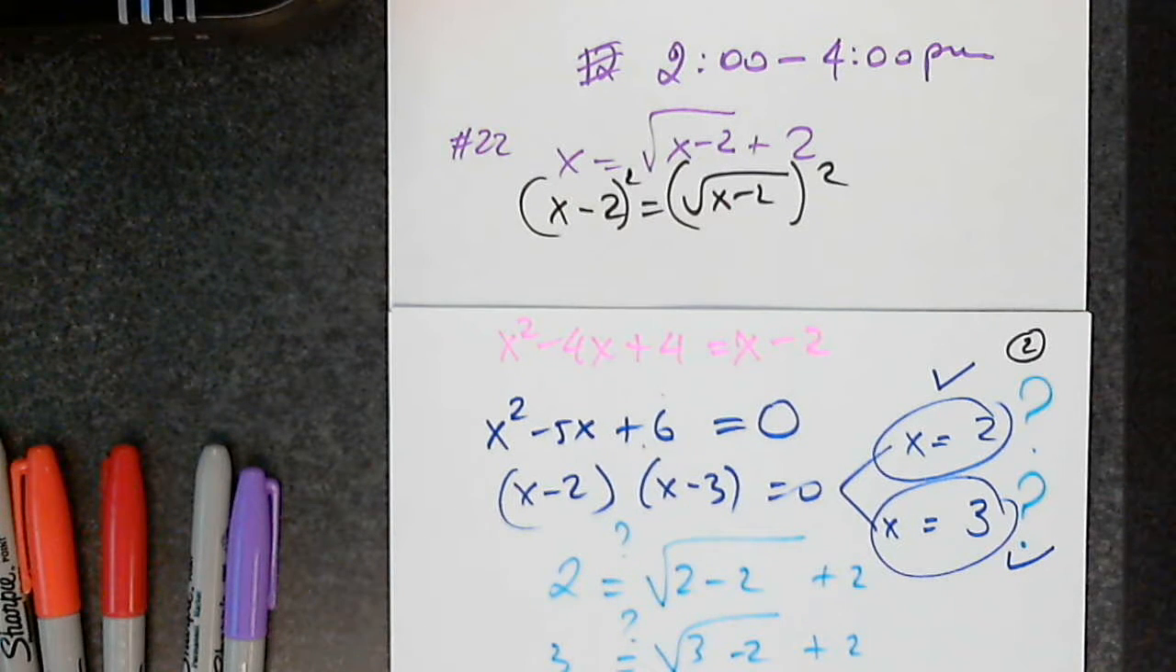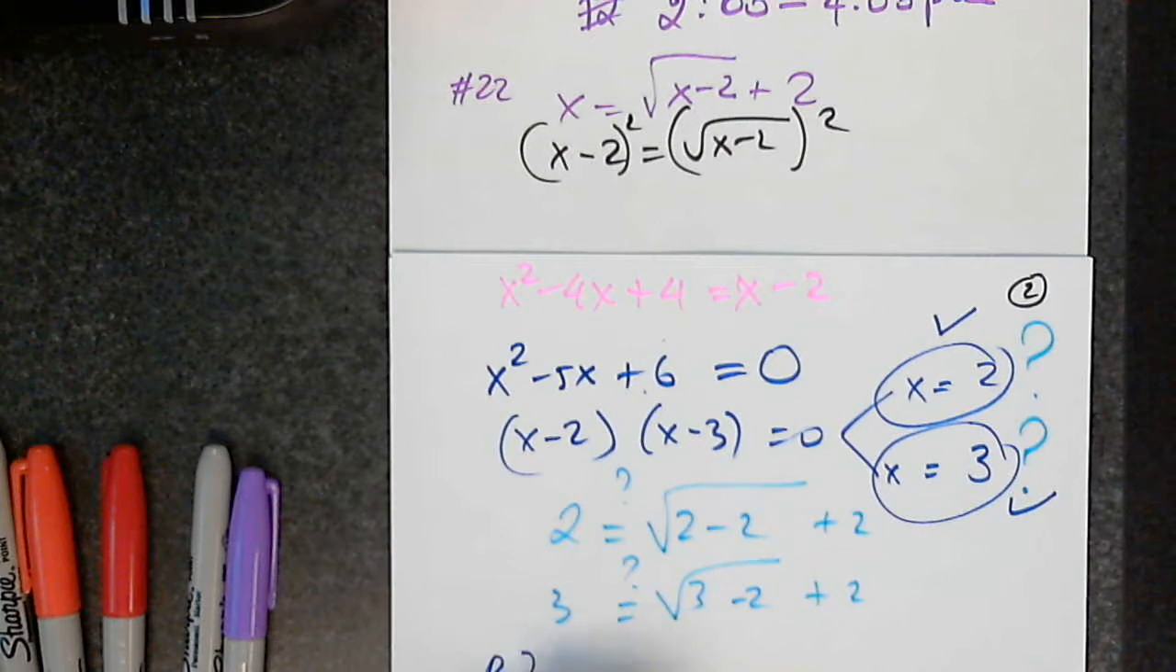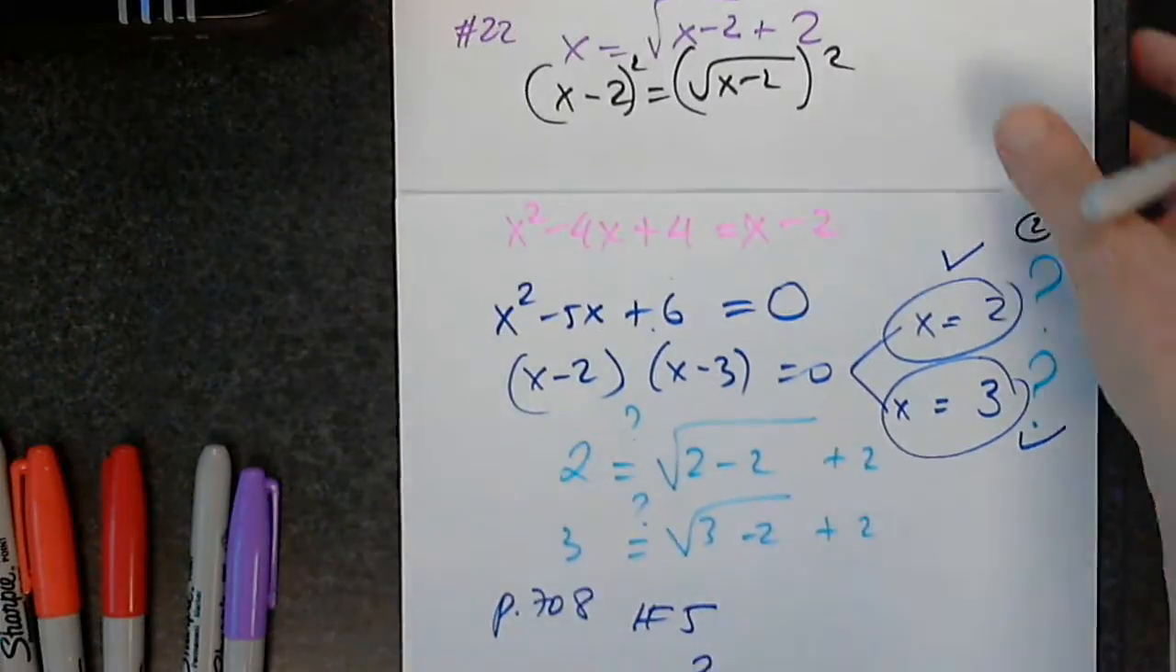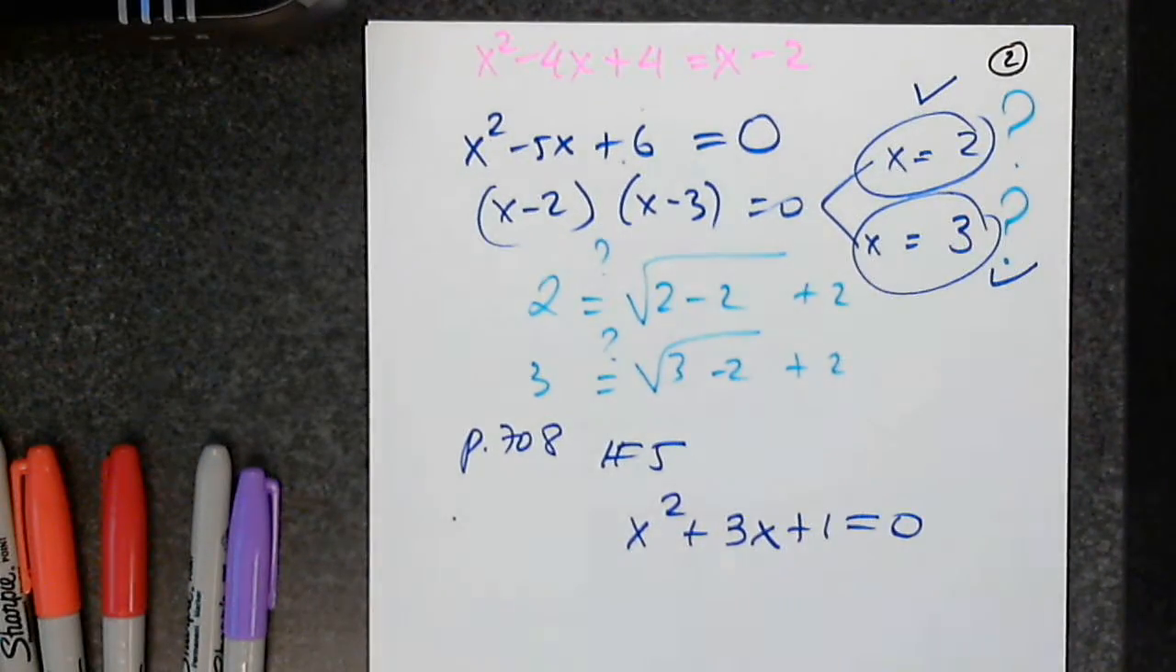We want to complete the square. So we are moving forward to chapter 11. So this problem was from chapter 10? Yep. We're going to be all over the place. So let's say on page 708, let's look at problem 5. x squared plus 3x plus 1 equals 0. We are asked to complete the square.